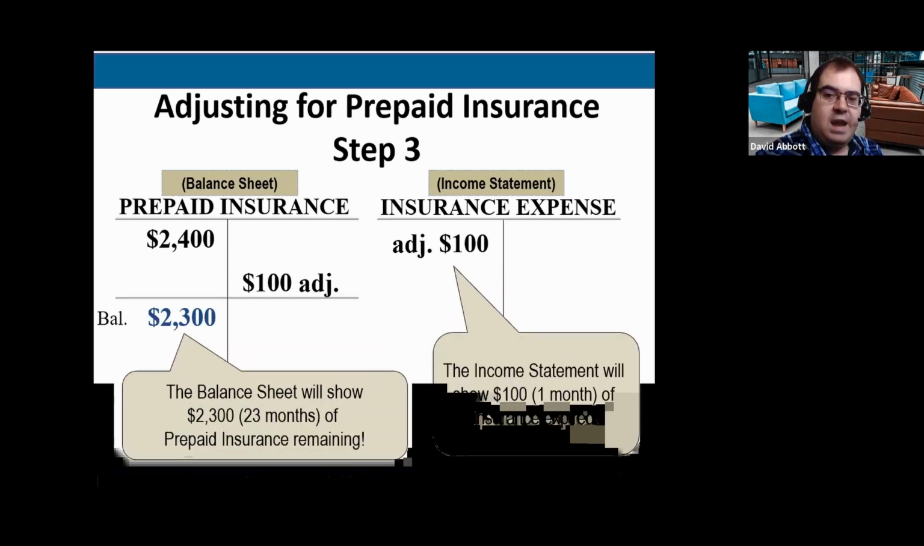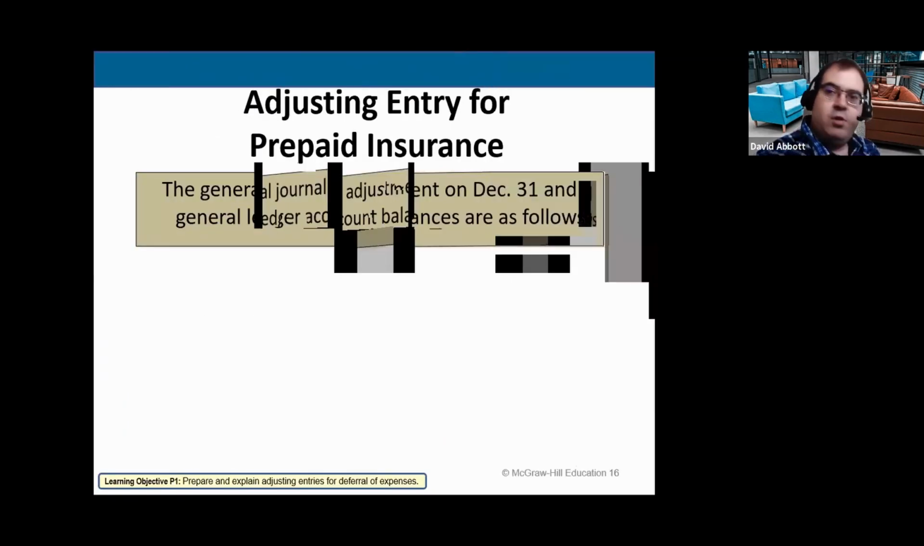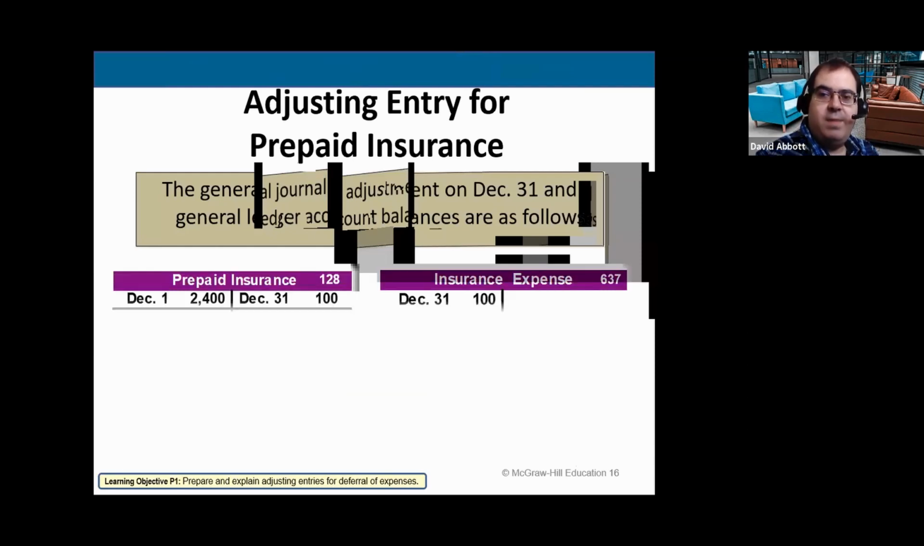So we see that the balance sheet shows $2,300. That's 23 months of insurance that we still have left to use. And for the income statement, we see that we've now used 1 month of insurance. We'll look now at how we do this. So now the general journal adjustment for December 31 and the general ledger account balances would be as follows.